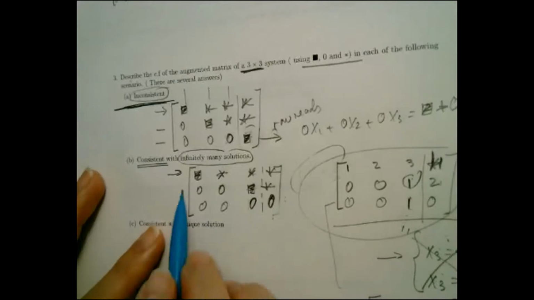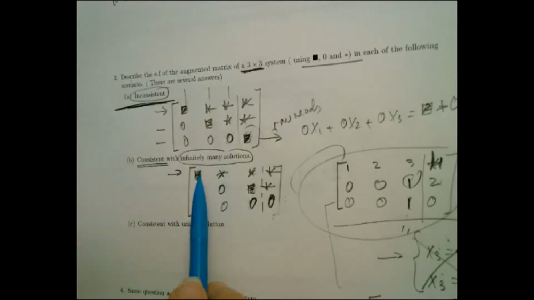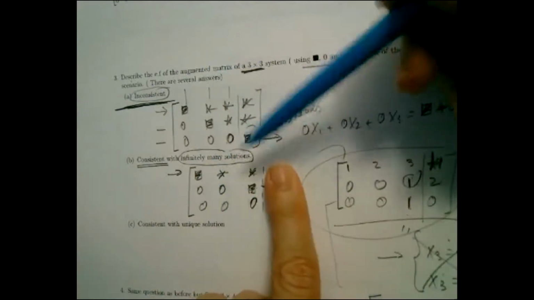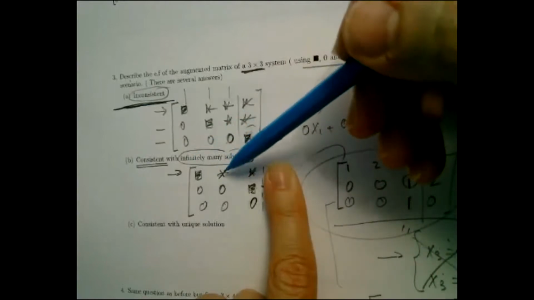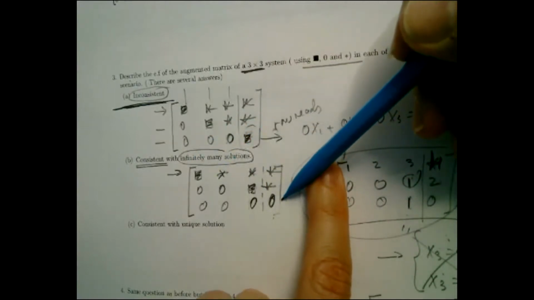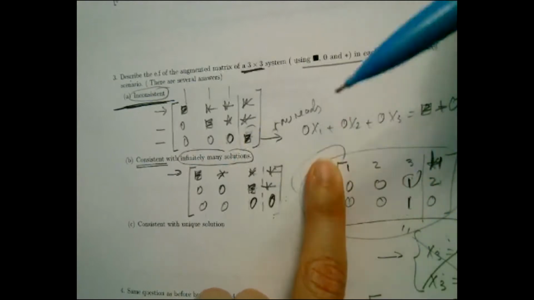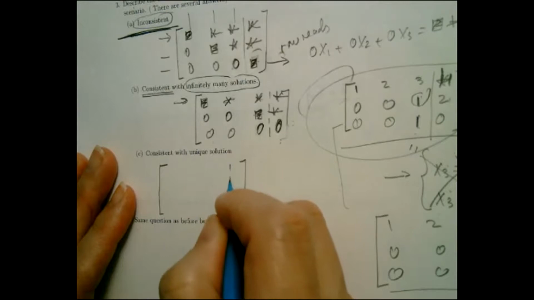All right. So I go back and tell you, to be infinitely many, at least one column to the left of the last column should not have a leading, but at the same time, I need consistency in the system. So that will be the picture for consistent and infinitely many. And now, part C, I want consistent with unique solution. I'm still in the same setting. What does the picture look like?